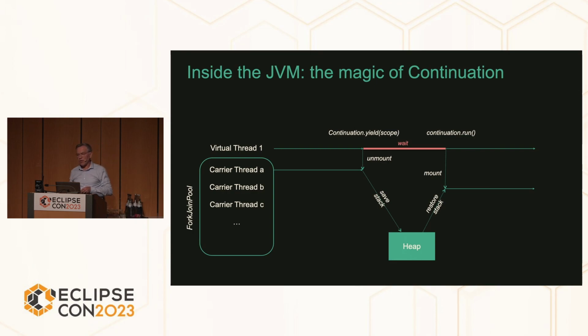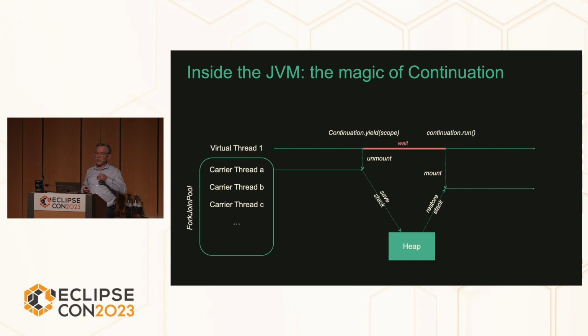Inside the JVM, everything is based on an internal class called continuation. A continuation enables to start a task, to suspend it, to restart it with two methods. It has two main methods, run and yield. When an I/O is needed, continuation.yield is called. What happens in the background? The platform thread is unmounted from the virtual thread. The Java stack is saved on the heap.